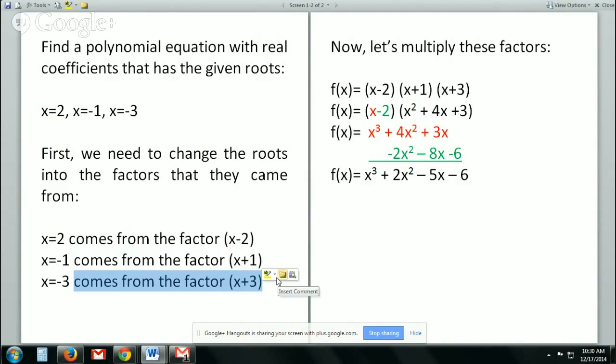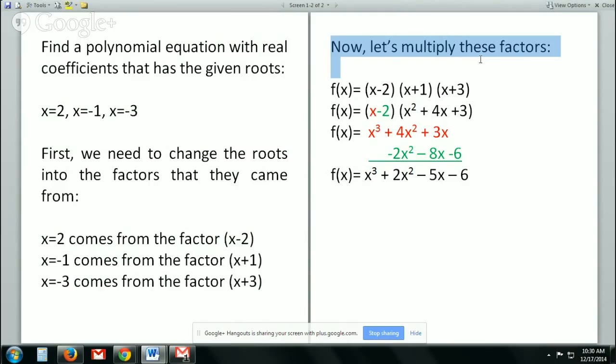Now, if we take those factors, the word factor means that we're multiplying. If we take those factors and we multiply them together, that'll give us the polynomial that we want. So let's now multiply those factors together. X minus 2, that was from x equals 2. X plus 1, that was from x equals -1. And x plus 3, that came from x equals -3. Let's multiply those things out.